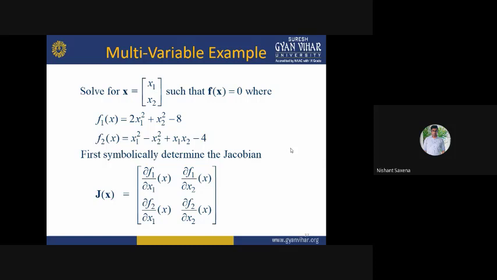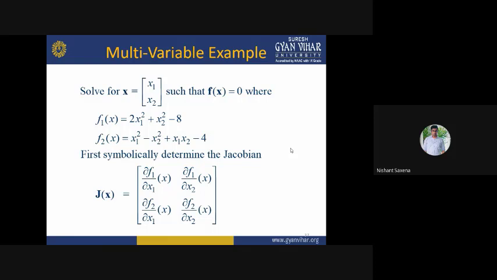Now, let's take an example. We have to solve for x1 and x2 such that f of x is equal to 0. And we have two functions, f1(x) and f2(x), with only two variables. We are taking only two variables in this system right now, for the sake of ease, to understand the concept. Let f1(x) equal 2x1 square plus x2 square minus 8. And the second function, f2(x), is equal to x1 square minus x2 square plus x1 x2 minus 4.